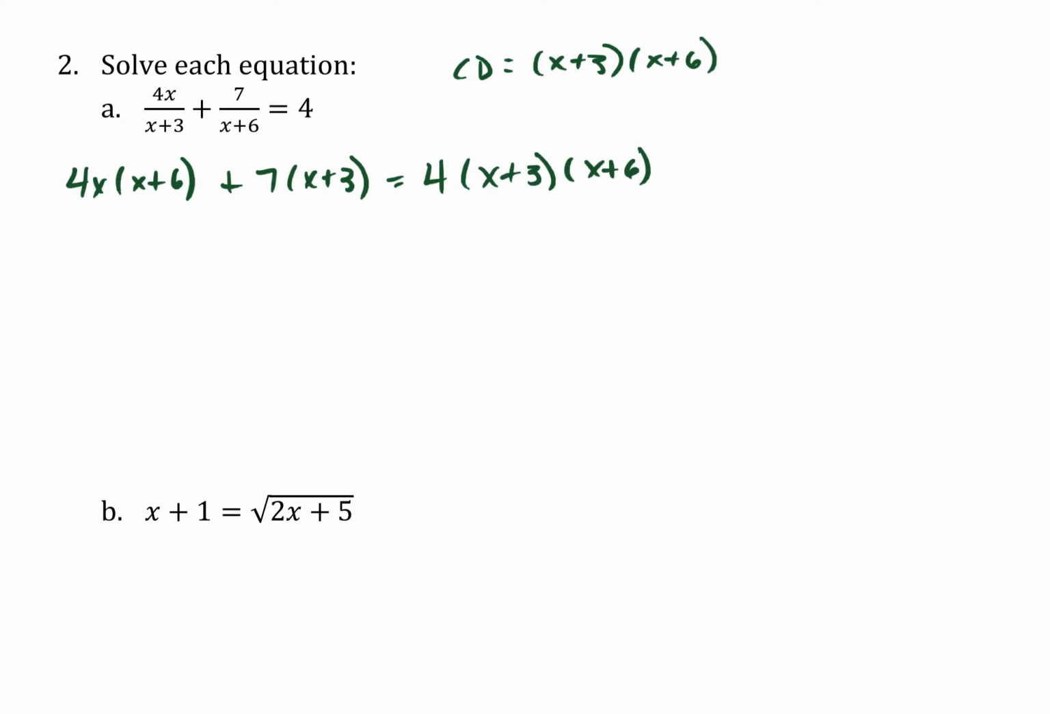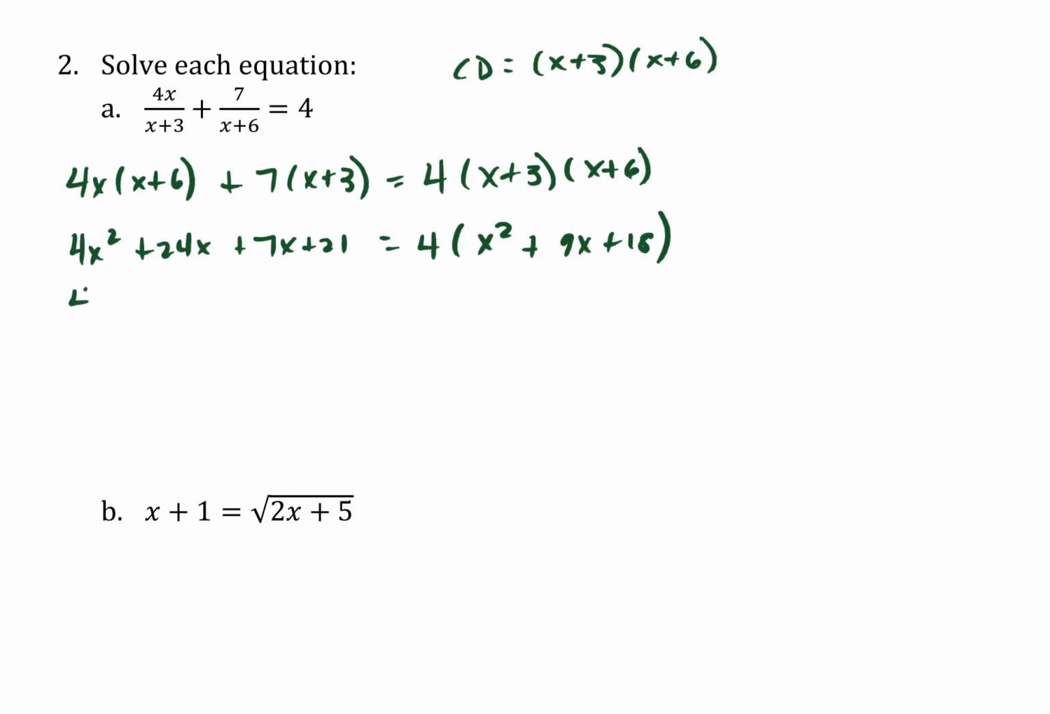Notice I'm not even writing in the denominators because we all know at this point they're going to cancel anyway, so it's a waste of our time. This multiplies out to be 4x squared plus 24x plus 7x plus 21 is equal to 4 times x squared plus 9x plus 18.